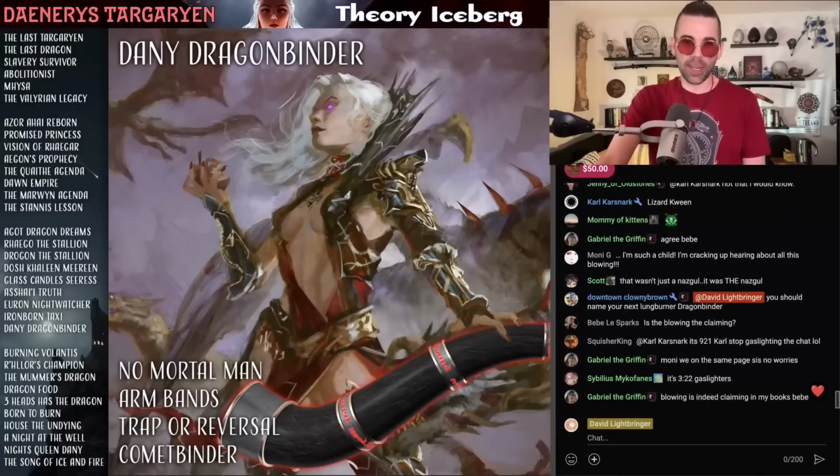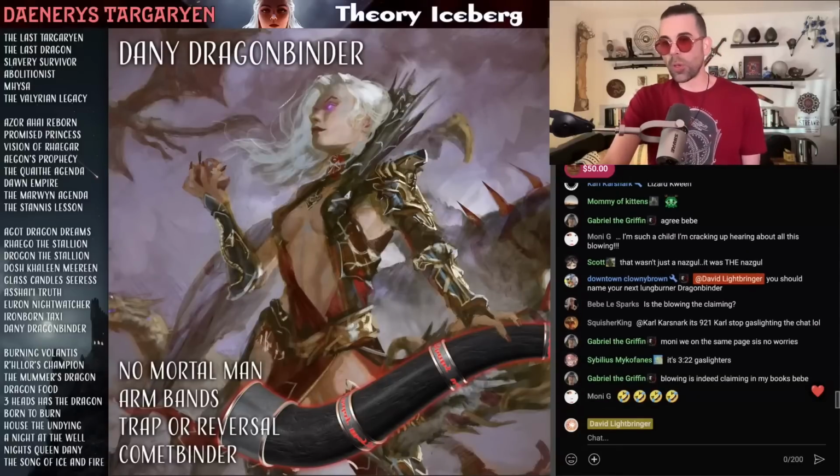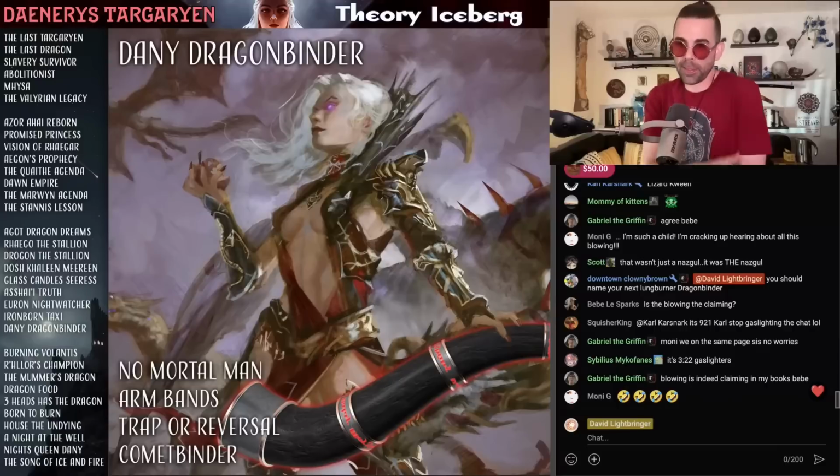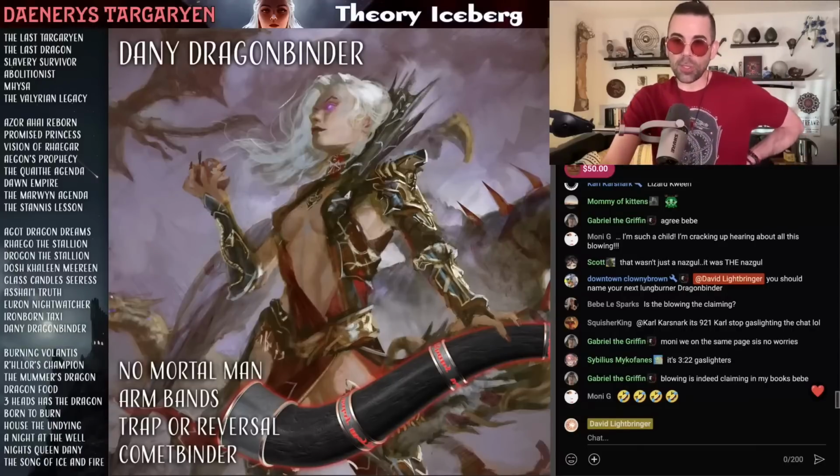There's both a reason and a means. So here it comes down to armbands. It's all about the armbands. This is why I believe in this theory absolutely.